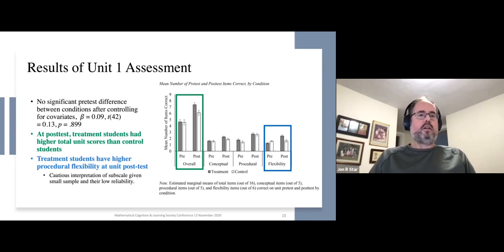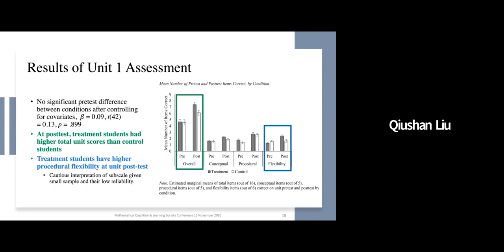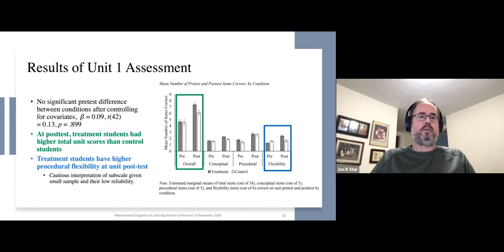If we break down our assessment into the 3 subcategories of knowledge, conceptual, procedural, and flexibility, then you can see that this effect may have been driven by higher scores in the procedural flexibility test, although we urge some caution, just because the test was designed to be looked at as a whole, and it doesn't have sufficient reliability to break it apart in that way to do separate analysis.